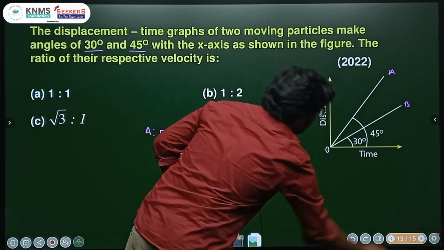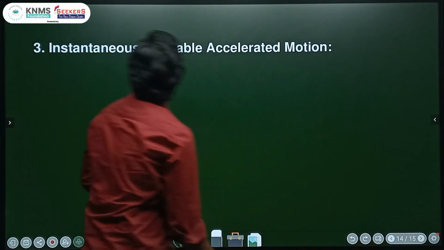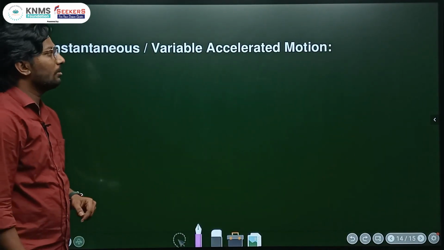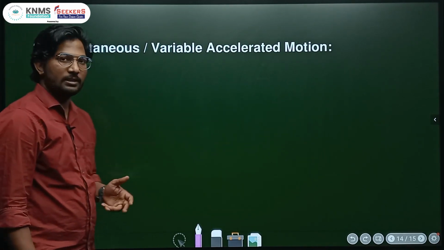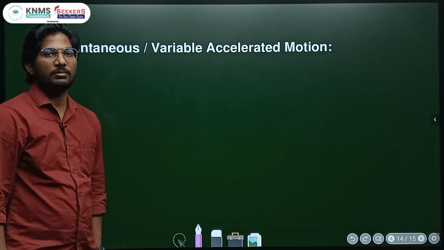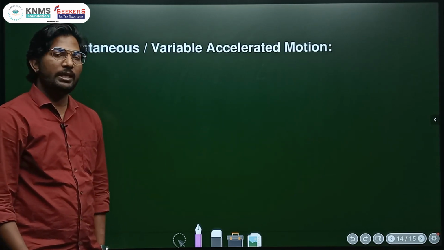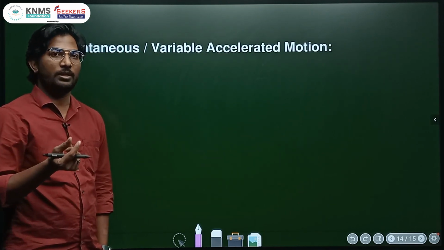Let's see another topic. Instantaneous or variable accelerated motion. So far what we have done is constant accelerated motion based questions. What if the acceleration is not constant? Then how can we handle the questions? Well, we need to handle those questions by using a little bit of quantities like differentiation and integration.